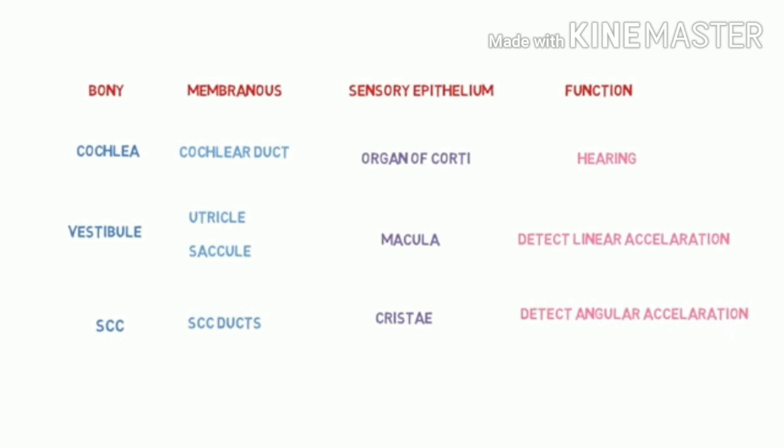Third bony structure is the semicircular canal. Inside the semicircular canal, we have semicircular ducts. Inside the duct, we have sensory epithelium. In this sensory epithelium, there is a specialized structure called the crista. And the function of the crista is that it detects angular acceleration. And this is all about the internal ear.